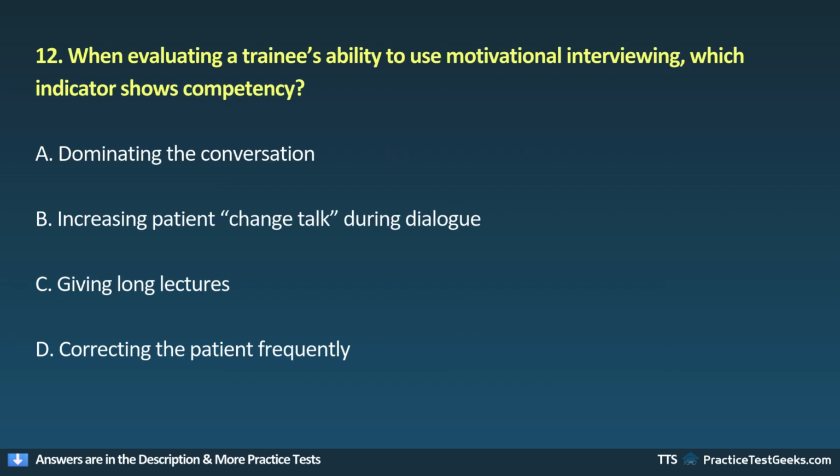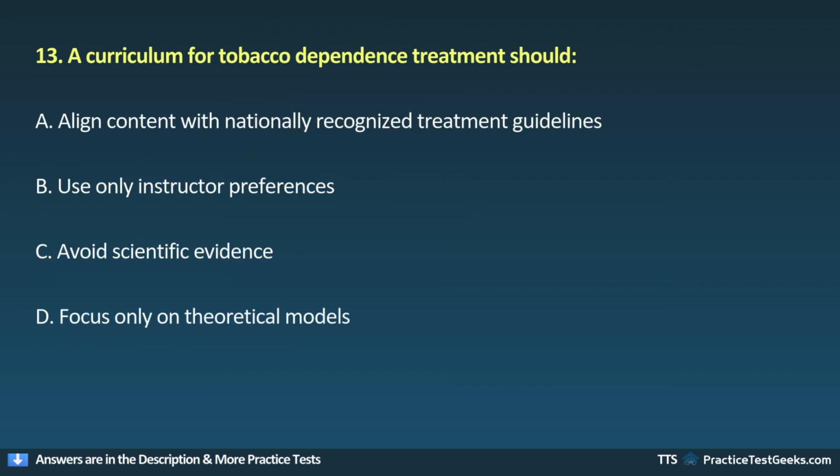12. When evaluating a trainee's ability to use motivational interviewing, which indicator shows competency? A. Dominating the conversation. B. Increasing patient change talk during dialogue. C. Giving long lectures. D. Correcting the patient frequently.